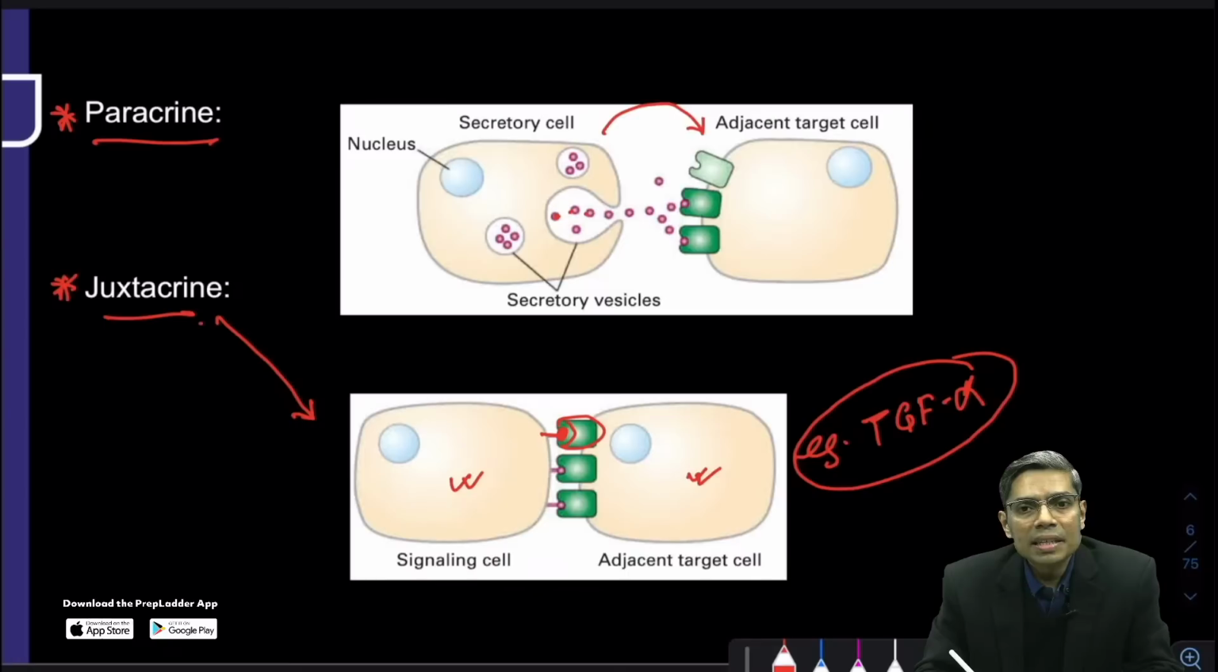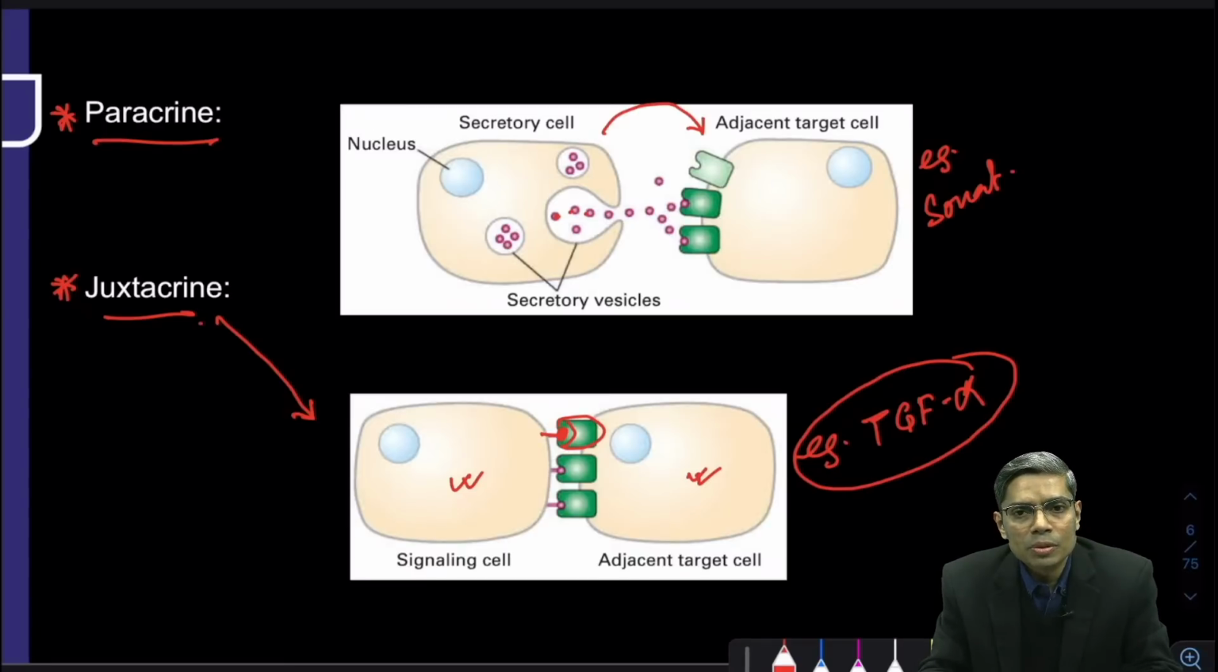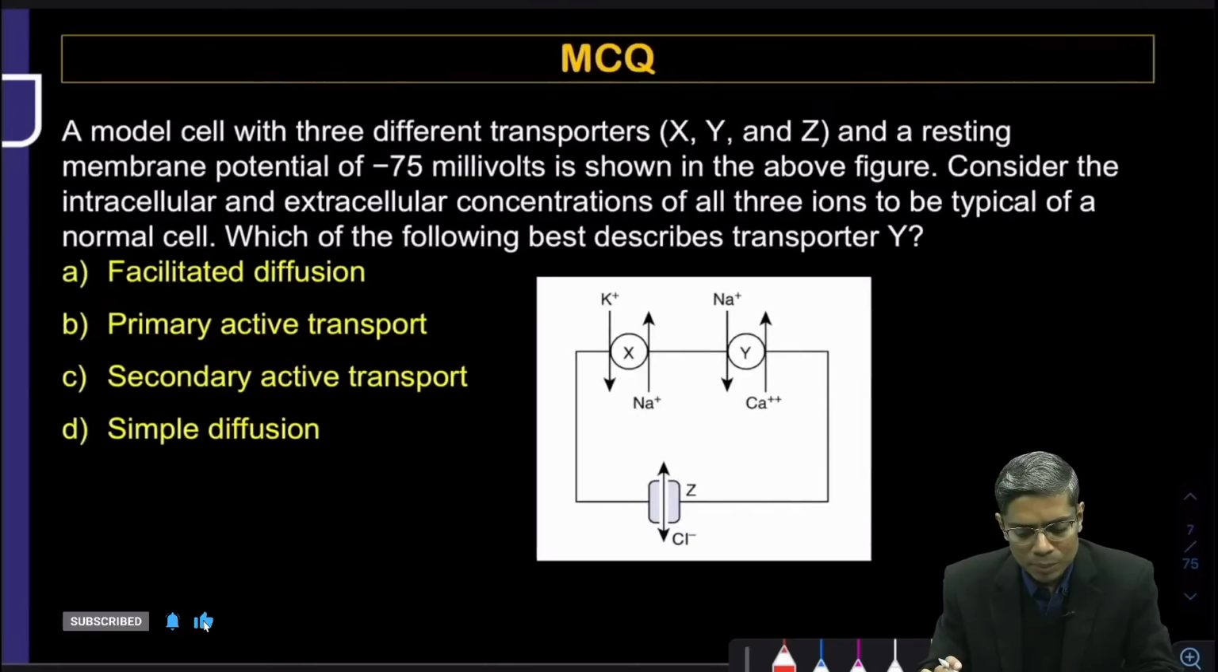Now paracrine signaling, many examples are there. All of you know somatostatin, if you think of somatostatin at the level of the stomach. So somatostatin, by the process of diffusion, goes towards the parietal cells and it inhibits the secretion from the parietal cells. So that is a typical example of paracrine signaling. This much is important in this question. I am going to the next question.